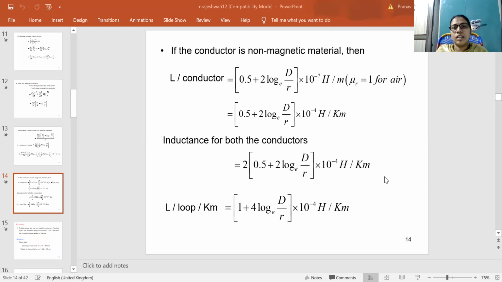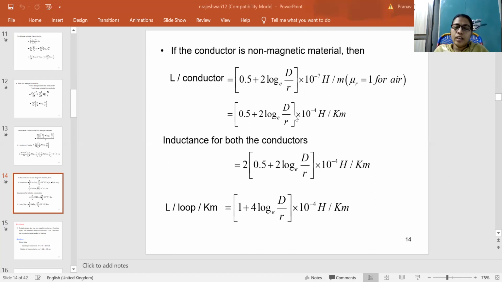If the conductor is non-magnetic material, then the inductance per conductor will be 0.5. Non-magnetic means mu r is equal to 1 for air. So 0.5 plus 2 log of d by r into 10 to the power of minus 7 Henry per meter. In case of Henry per kilometer, our inductance per conductor per kilometer will be 0.5 plus 2 log of d by r into 10 to the power of minus 4 Henry per kilometer.